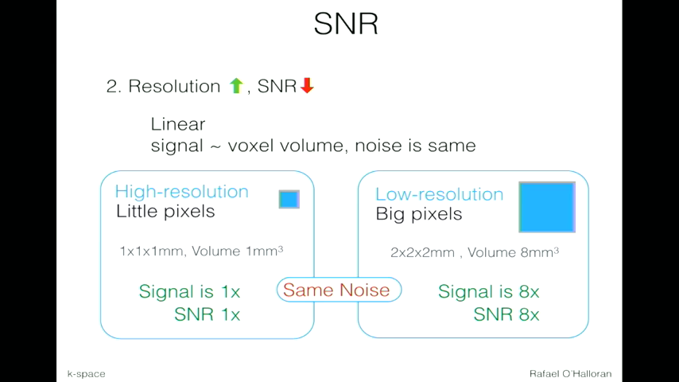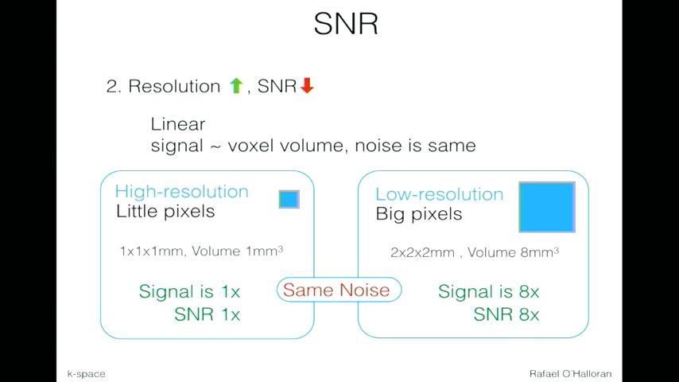And so finally, the relationship between resolution and SNR. This is linear because the signal is proportional to the voxel volume. So the volume of tissue that the signal is coming from is proportional to the signal, and that's just because there's more stuff in there. There's more units of molecules that are relaxing.